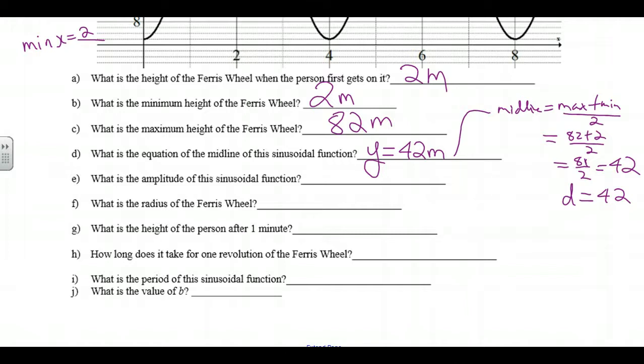So what we're going to do basically is, from the graph, we can determine the equation. How do we get that? Well, you got to figure out what d is. We just did. You got to figure out what a is. So how do you get amplitude? The amplitude is max minus min over 2. So what we're saying there is it's half the distance from max to min. Max minus min gives you the difference from the max to the min, and then you divide by 2. So this is 82 minus 2 over 2, which is 80 over 2, which is 40.